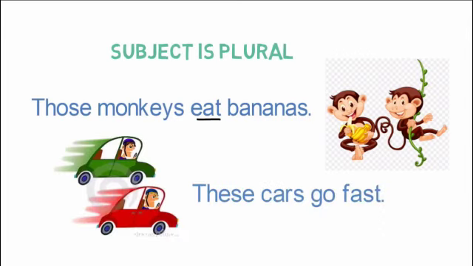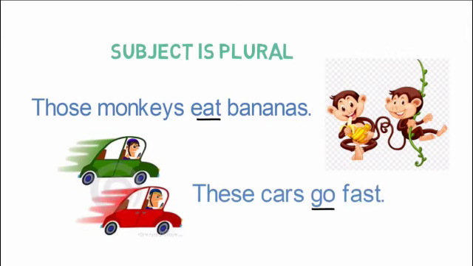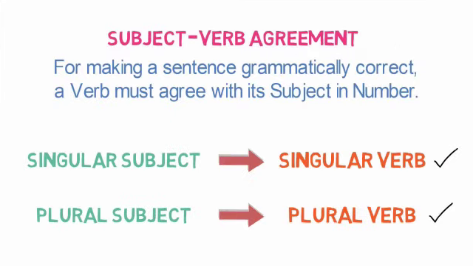Let's look into the next example. These cars go fast. So here the subject is cars, which is plural in form. So the verb will also be plural. So students, please remember that in this rule, singular subjects will have singular verb and plural subjects will have plural verb.